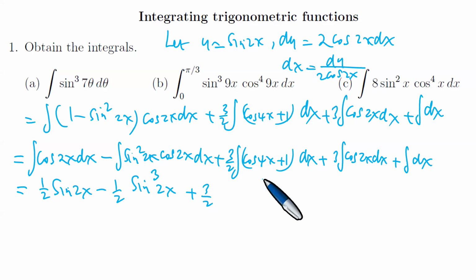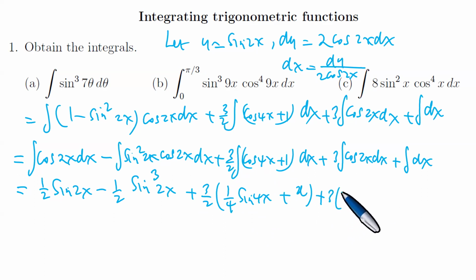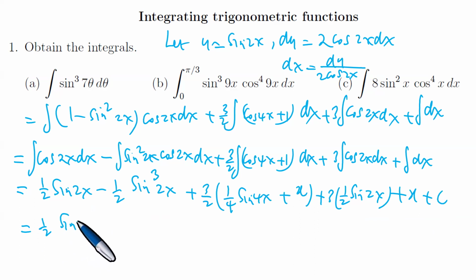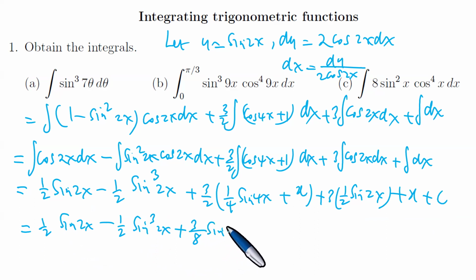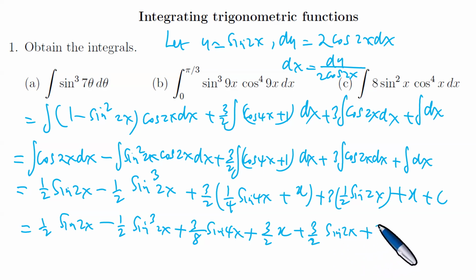And then there is a 3 over 2. What is the integral of cosine 4x? It becomes 1/4 the sine of 4x. And then the integral of the 1 with respect to x is just x. Plus 3 times the integral of cosine 2x, which becomes 1/2 the sine of 2x, plus x plus c. So that is exactly the sine of 4x, 3 over 2 the sine of 2x, plus x plus c.